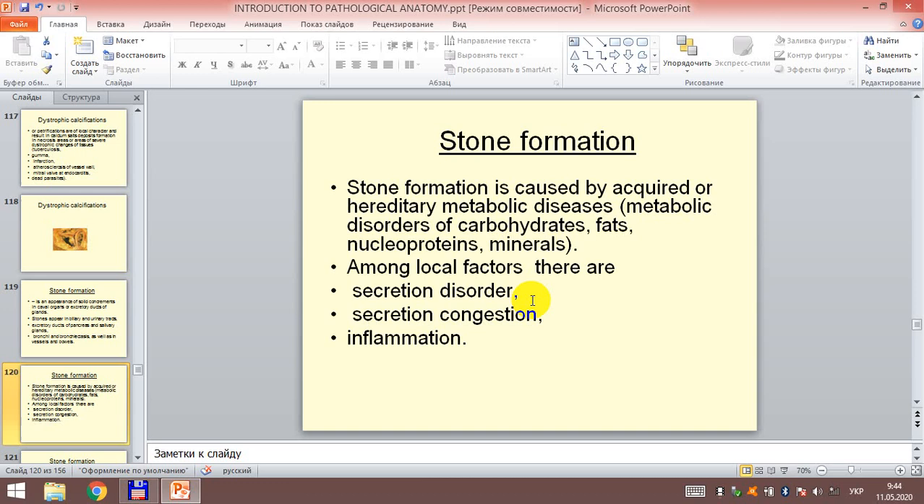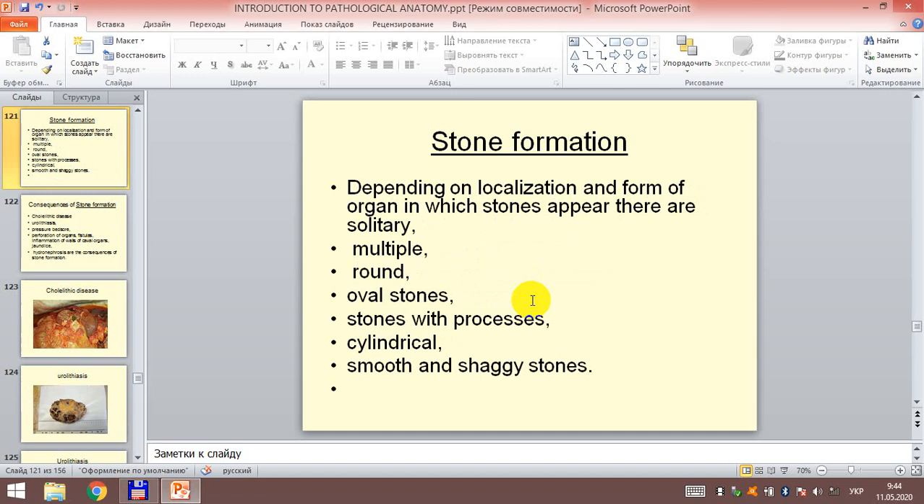Stone formation: depending on the localization and form of the organ in which stones appear, they are solitary or multiple, round, oval, stones with processes, cylindrical, smooth, and shaggy stones.